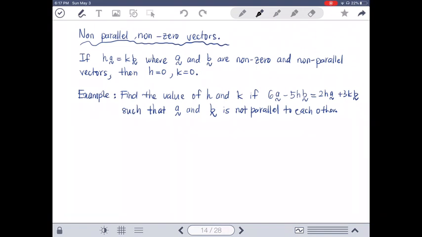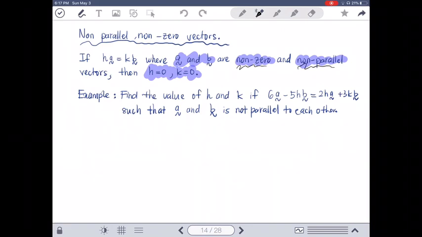If we have the vector hA equals kB, where A and B are non-zero, non-parallel vectors, both are not zero and both are not parallel, then the property is we must have h equals 0 and k equals 0. Just remember that whenever you come across a question for non-zero, non-parallel vectors.